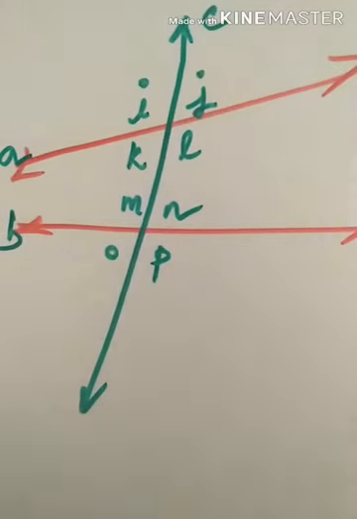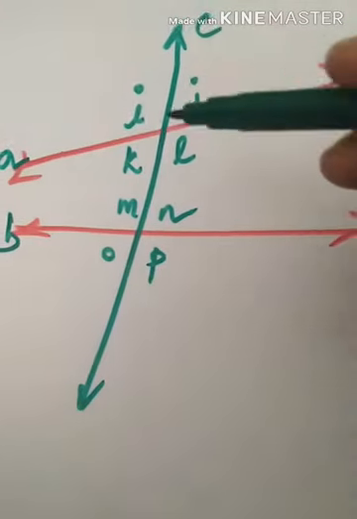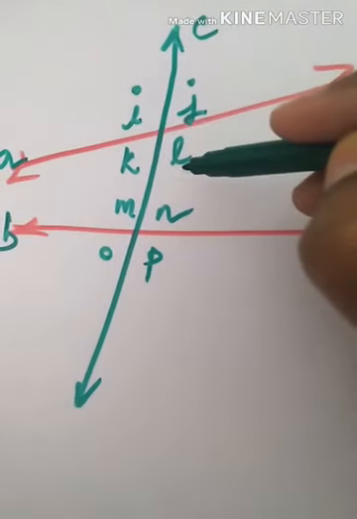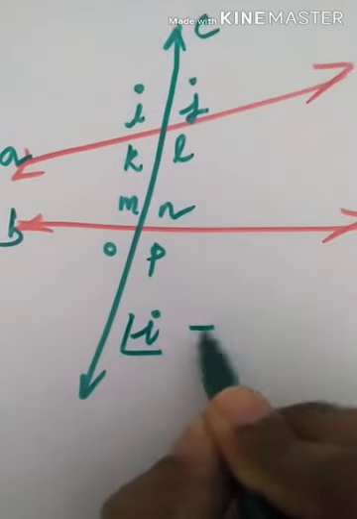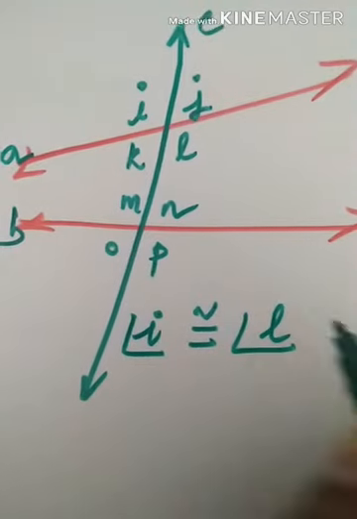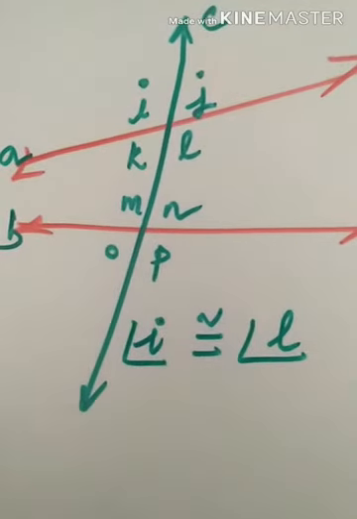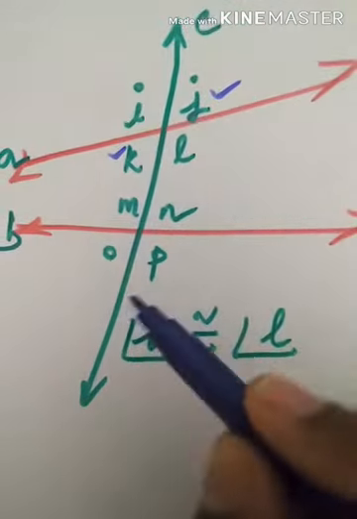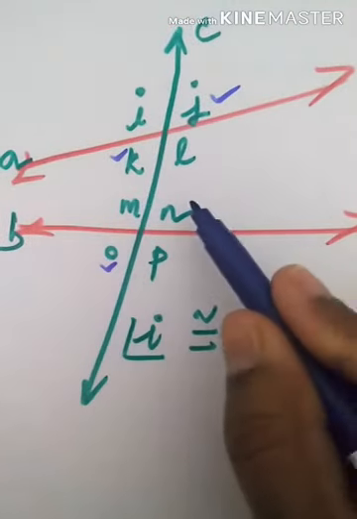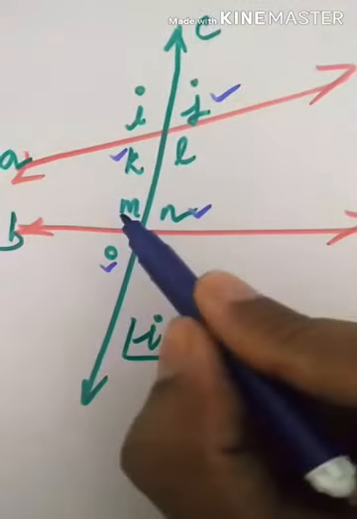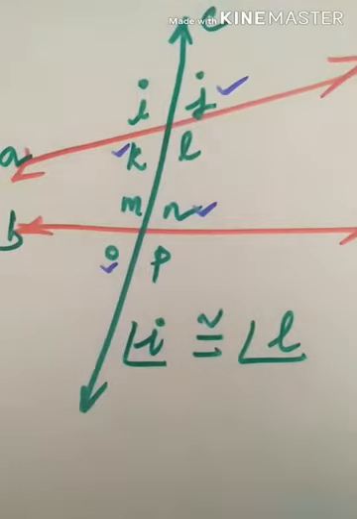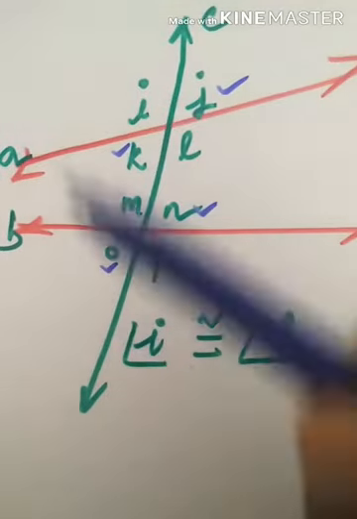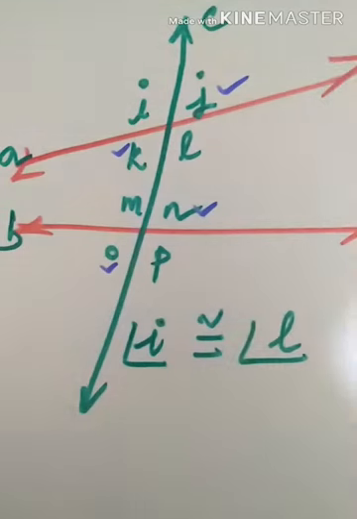Now in this figure, for any opposite angles, angle I's opposite is angle L. Any opposite angles, that is angle I, will be congruent to angle L. Similarly, angle O's opposite is angle N. And last, angle M is congruent to angle P. So, when two lines intersect, the pair of opposite angles formed are always congruent.